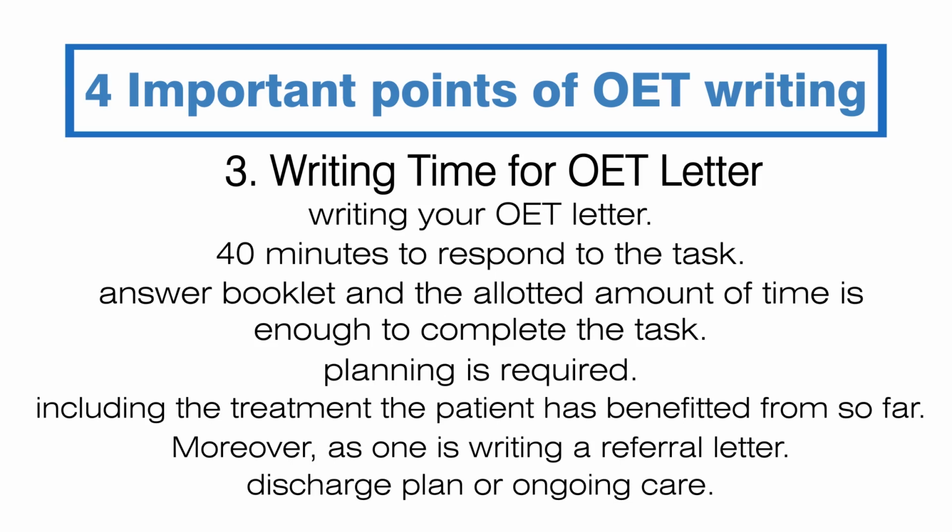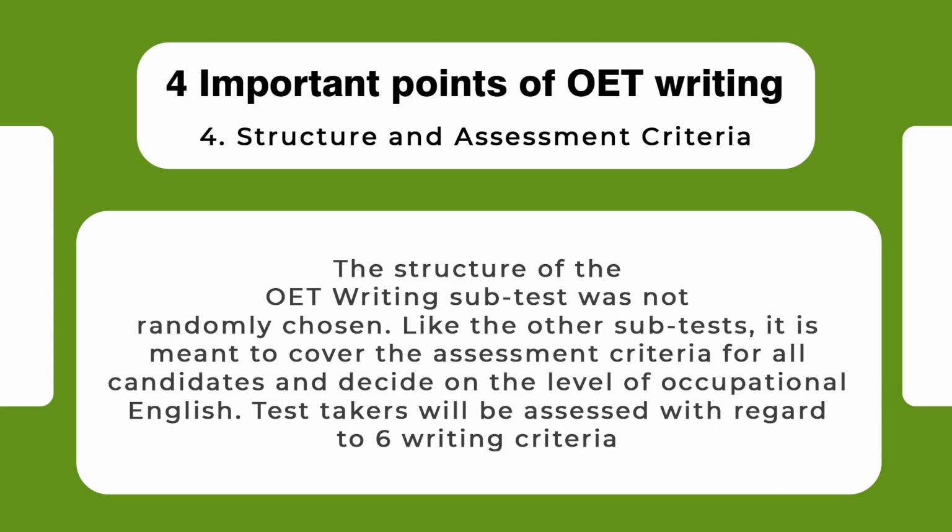The case notes contain a lot of useful details, but also information that is meant to be confusing or superfluous, so attention should be paid where such matters are concerned. Fourth is structure and assessment criteria. The structure of the OET writing subtest was not randomly chosen, like the other subtests. It is meant to cover the assessment criteria for all candidates and decide on the level of occupational English. Test takers will be assessed with regard to 6 writing criteria.